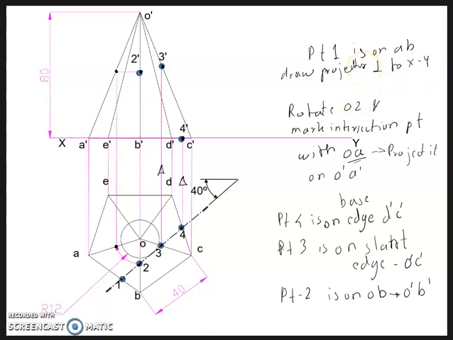Mark that one. Point of intersection. So that is your point. So point 1 is on AB in top view. So in front view, it is on A dash B dash. So mark that point on A dash B dash. That is your point 1. Alright. So now all the points are marked in the front view.